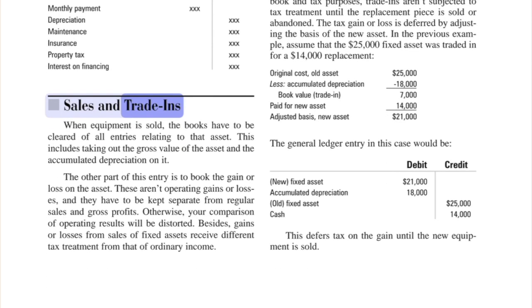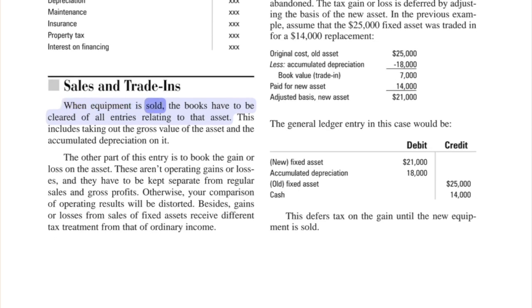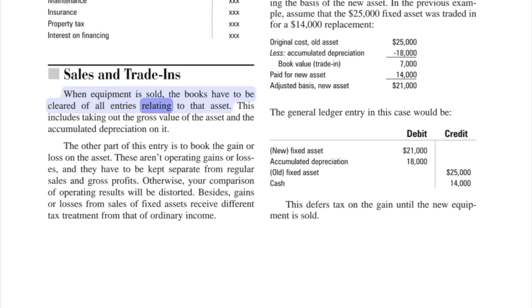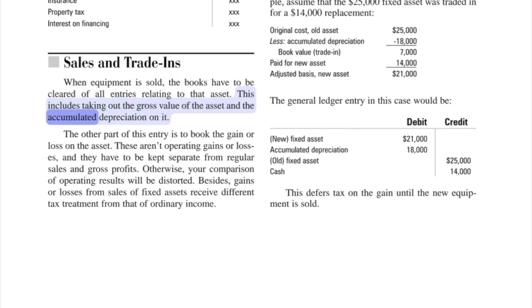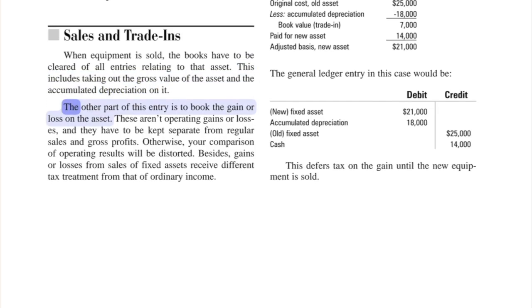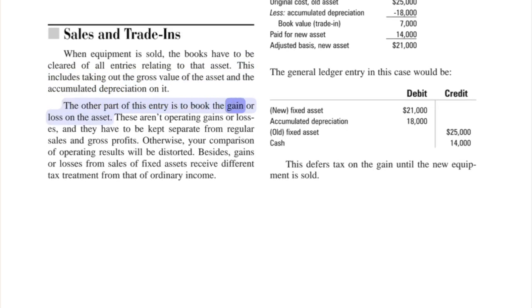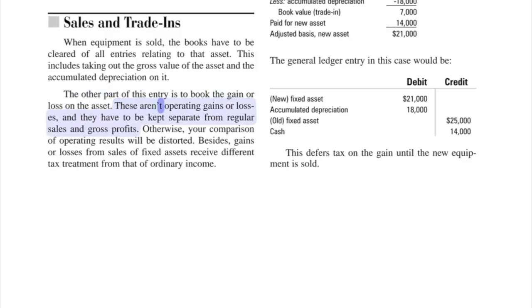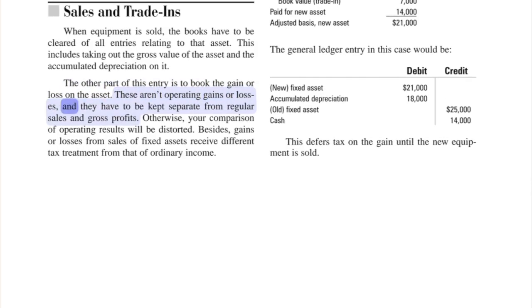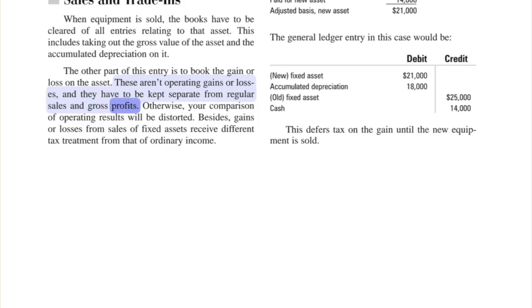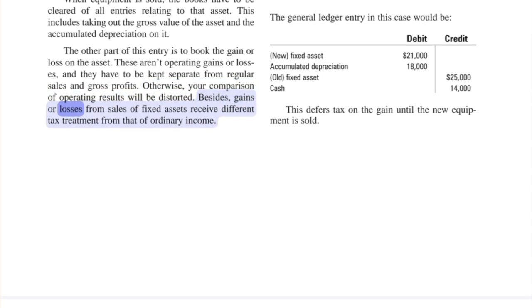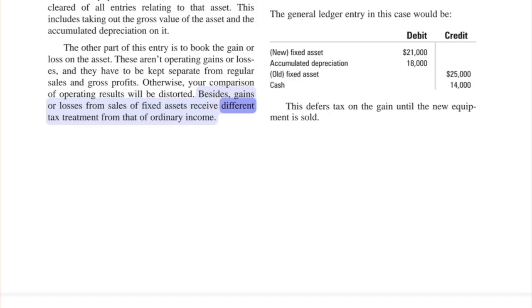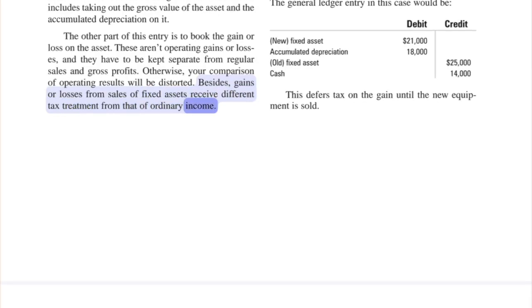Sales and trade-ins. When equipment is sold, the books have to be cleared of all entries relating to that asset. This includes taking out the gross value of the asset and the accumulated depreciation on it. The other part of this entry is to book the gain or loss on the asset. These aren't operating gains or losses, and they have to be kept separate from regular sales and gross profits. Otherwise, your comparison of operating results will be distorted. Besides, gains or losses from sales of fixed assets receive different tax treatment from that of ordinary income.